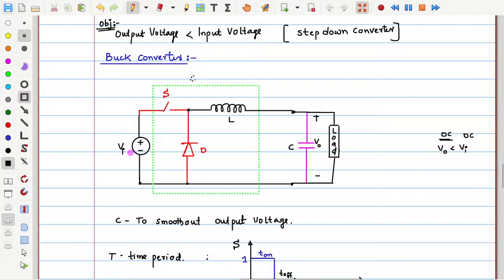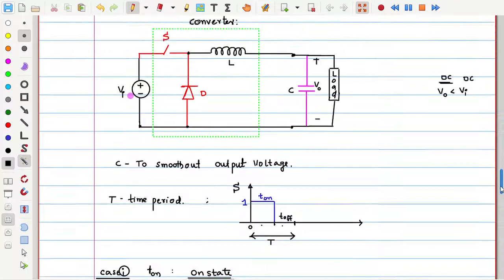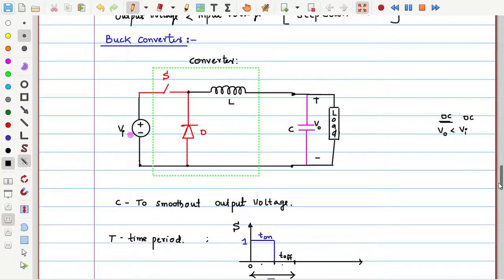Based on the arrangement of the switch, diode and inductor, it forms different converters. If the switch is on the source side, the inductor is on the load side, and in the middle is the diode, such an arrangement forms the buck converter. There is no special logic to it, but once we connect it in this way, we can observe that the output voltage is lesser than the input, thereby we get the step down feature. That's why we call this a buck converter. With this kind of configuration, you get the step down feature at the output V naught.